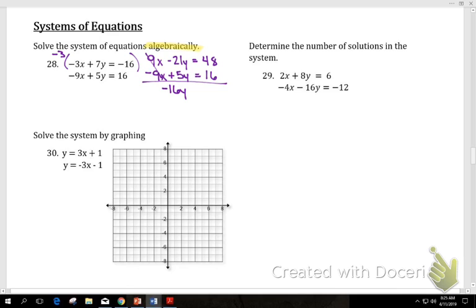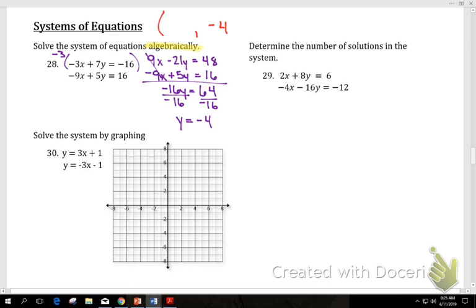-16y. And now I need to add my numbers. What's 48 plus 16? You have to add them. 64. So now, easy step here, what do I do to solve for y? Divide by -16. Y equals -4.